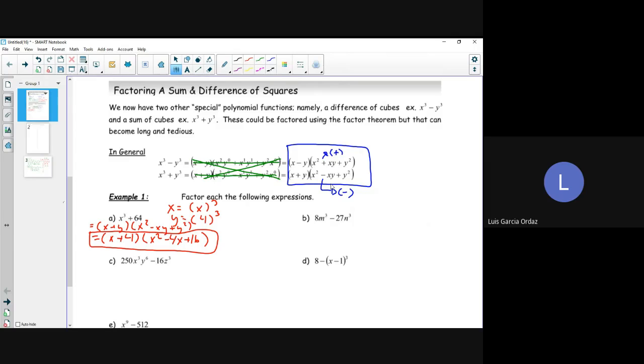Now we're going to move on to B. We have 8m cubed minus 27n cubed. This is going to be a difference of cubes. For our x, what is the cubic root of 8m cubed? How can we express 8m cubed to a power of 3? In terms of 2m. And how about 27n cubed? How can we express 27 to a power of 3? So 3n.